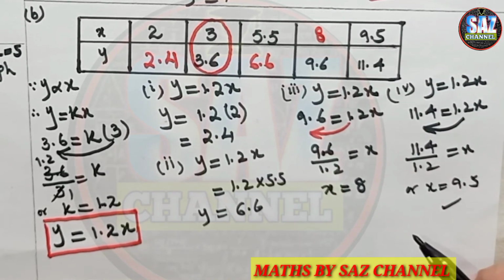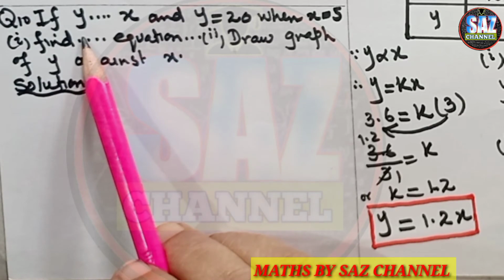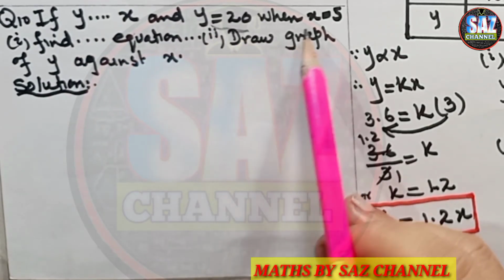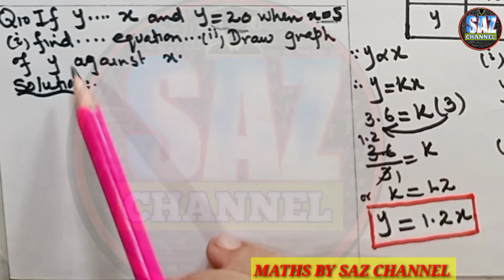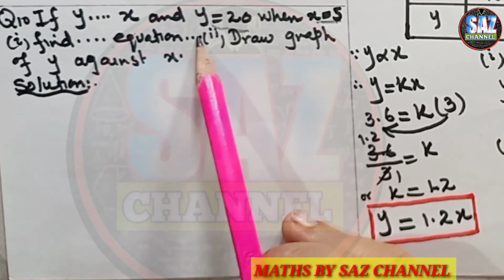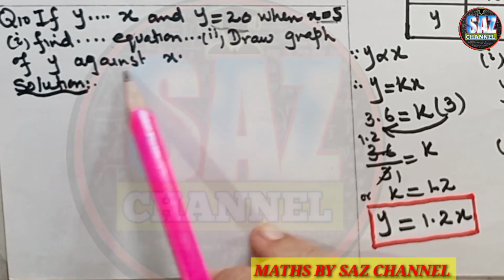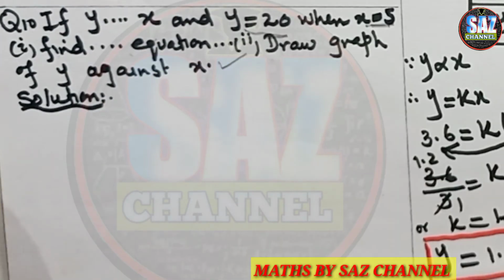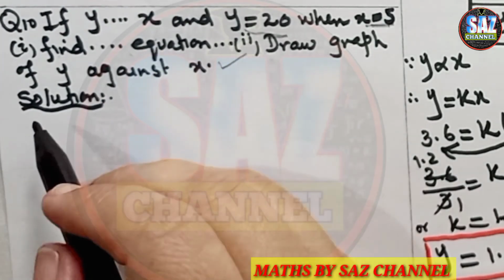For all these calculations, you must show the working in the answer space that is provided to you. Okay, let's move to question number 10 and read and understand the question first. Question 10 says that y is directly proportional to x and y equals 20 when x equals 5. The first part is to find an equation connecting x and y, and then we have to draw the graph of y against x.